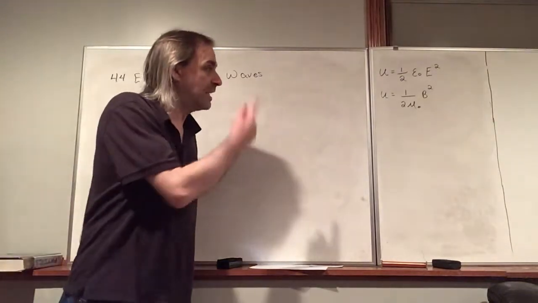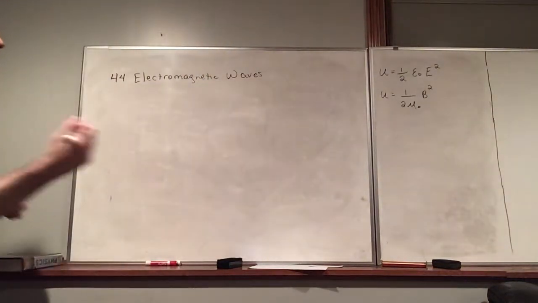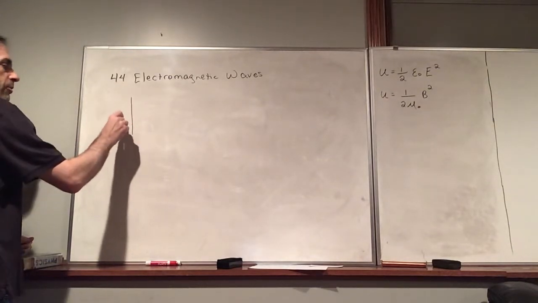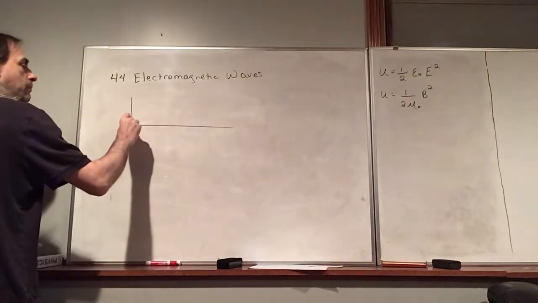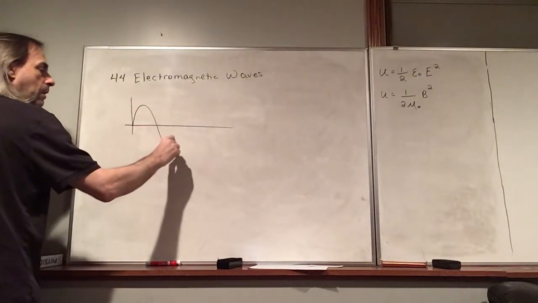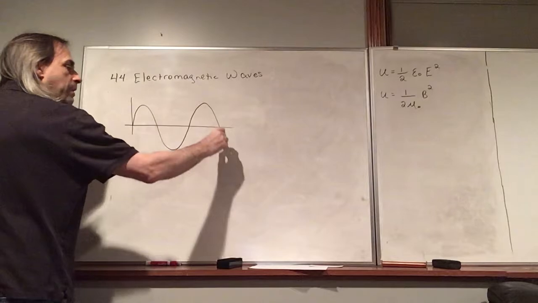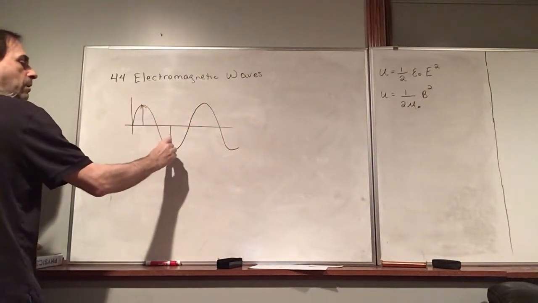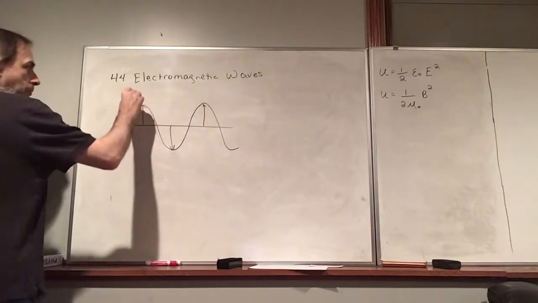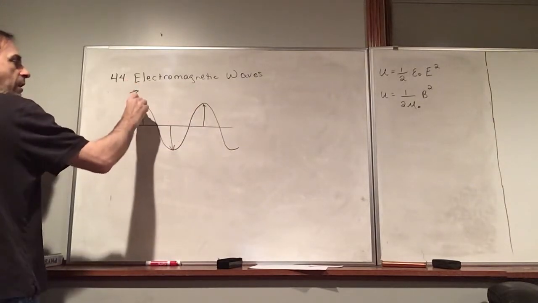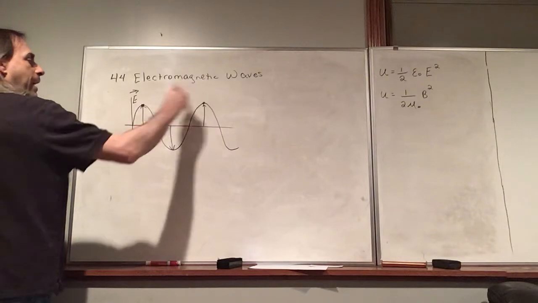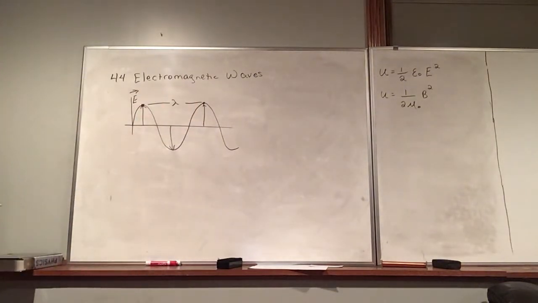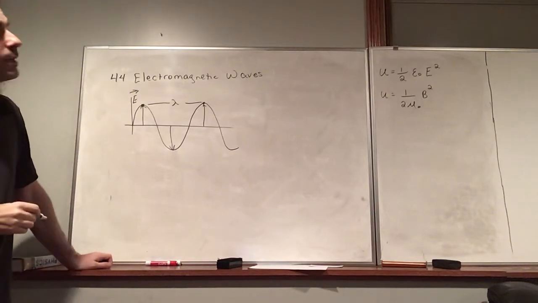Now, light consists of both electric and magnetic fields. So I'm going to draw this wave again, but I'll just draw the electric field. Now, there are a couple important relations because we're talking about a wave here. First off, if you look at one peak to the next, this is the wavelength of the wave, going from one peak to the next.